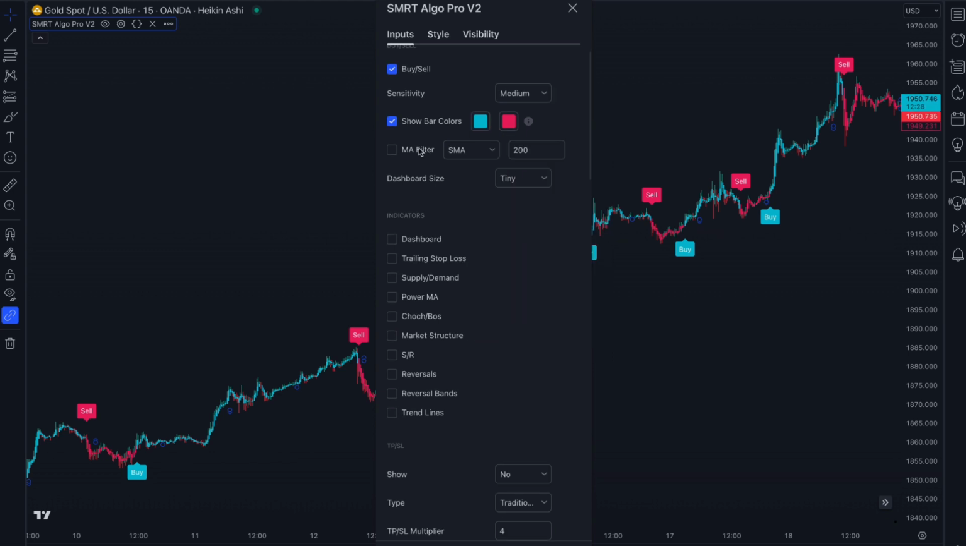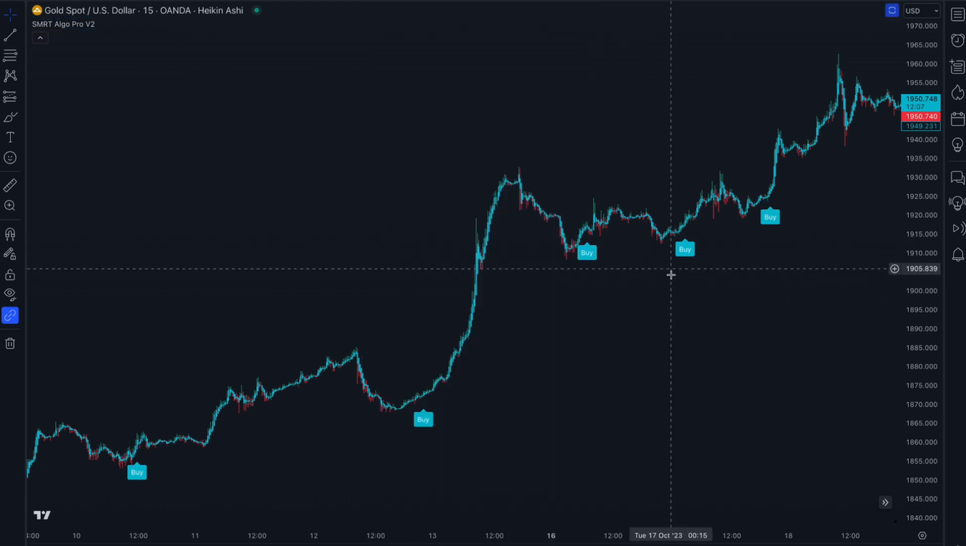The moving average filter is a trend filter where you can select a range of different moving averages as well as the moving average period. If I turn this on and change it to exponential, that means that if price is above the 200 EMA, then only buy signals will be printed, and if price is below the 200 EMA, then only sell trades will be printed on the screen. You can see that as price is above the 200 EMA, only buy trades and buy signals are on the screen.